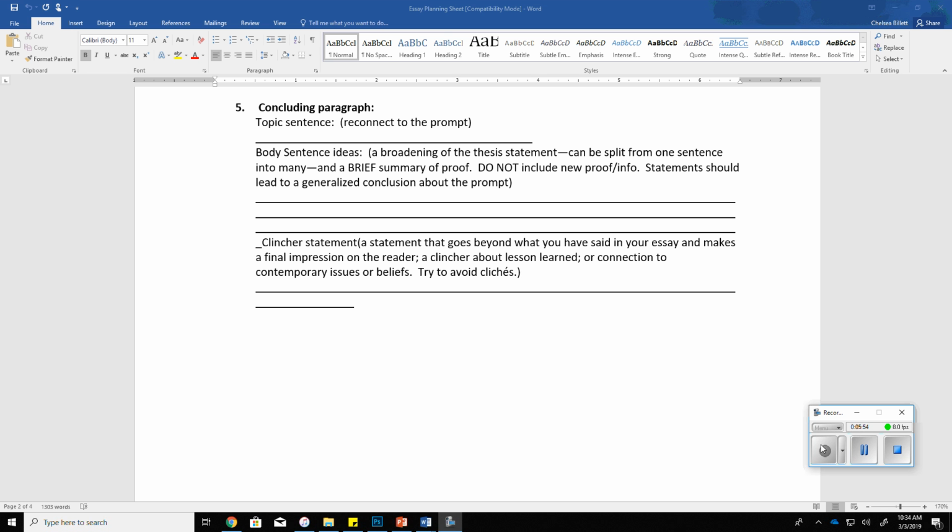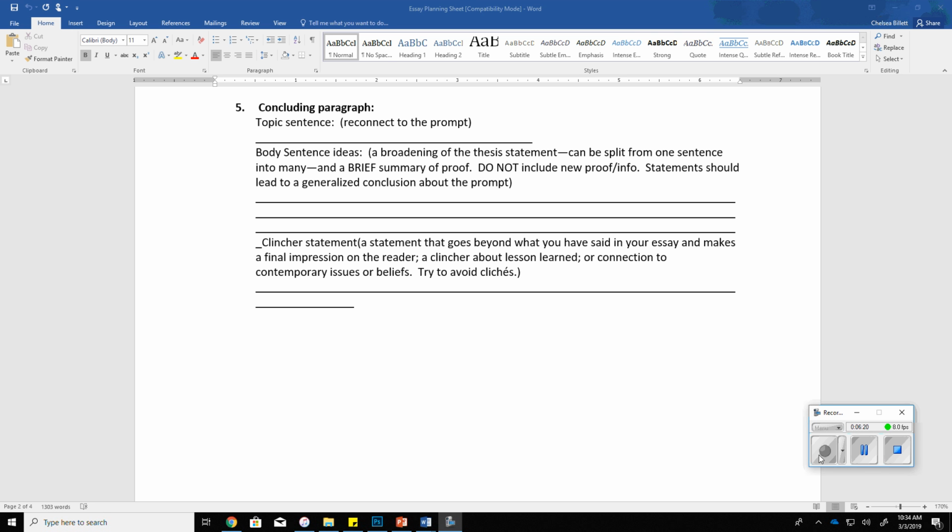So for your conclusion, no new information should be brought up here. If you feel there's something that's important enough to talk about in your conclusion, it better be throughout the rest of your essay. And if it's not, you've got two options. Number one, you don't talk about it. Okay, so you ensure that no new information is brought up. Or if you think it's really important, you need to figure out how you're going to include that into your introduction and your body paragraphs.